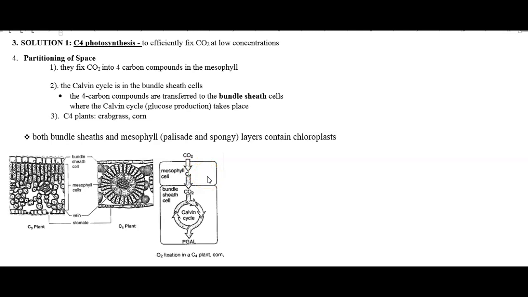Then the C4 molecule goes into the bundle sheath. It's going to get transferred to the bundle sheath, and that's where the Calvin cycle takes place. Now some examples. So both the bundle sheath and the mesophyll layers can have chloroplasts.